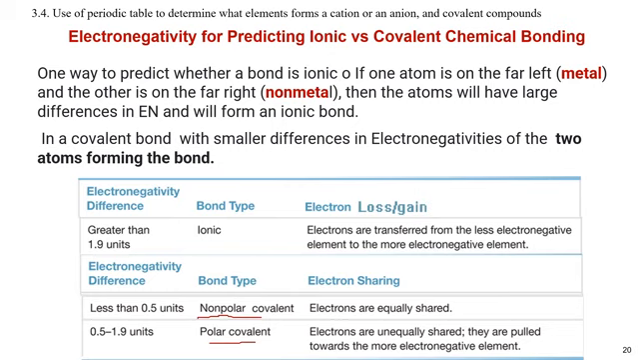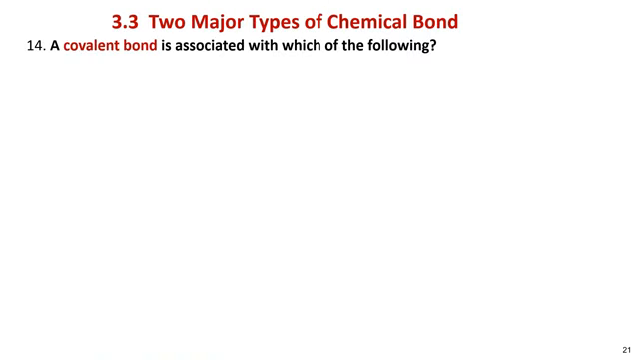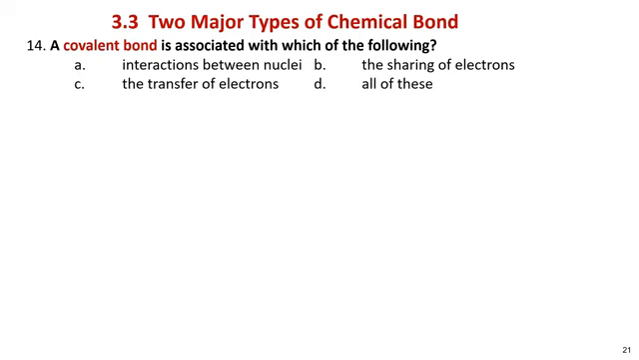Covalent bond is associated with which of the following? Sharing electron. Transfer electron is wrong. Interaction between nuclei: a covalent bond is not formed by interaction between the nuclei, but with the electron sharing. Therefore, the answer is sharing electron, B.